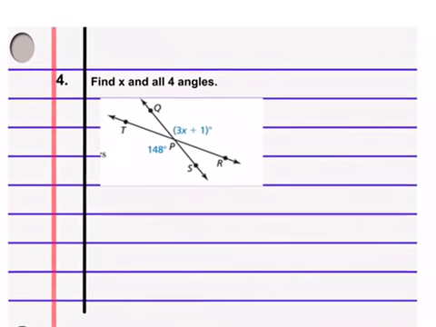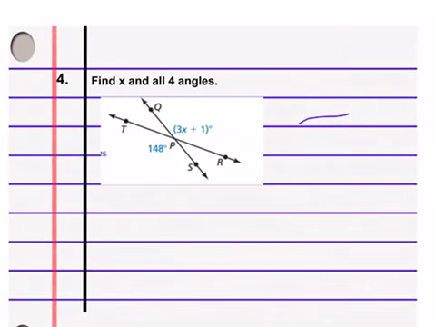All right, number 4, finally, some more math and a little less proof. Hopefully that feels kind of refreshing for you. It says find x and all 4 angles. All right, so that we know how to do. 148 and 3x plus 1, those are vertical angles. We know they have to be congruent. So let's set them equal to each other. 148 equals 3x plus 1.